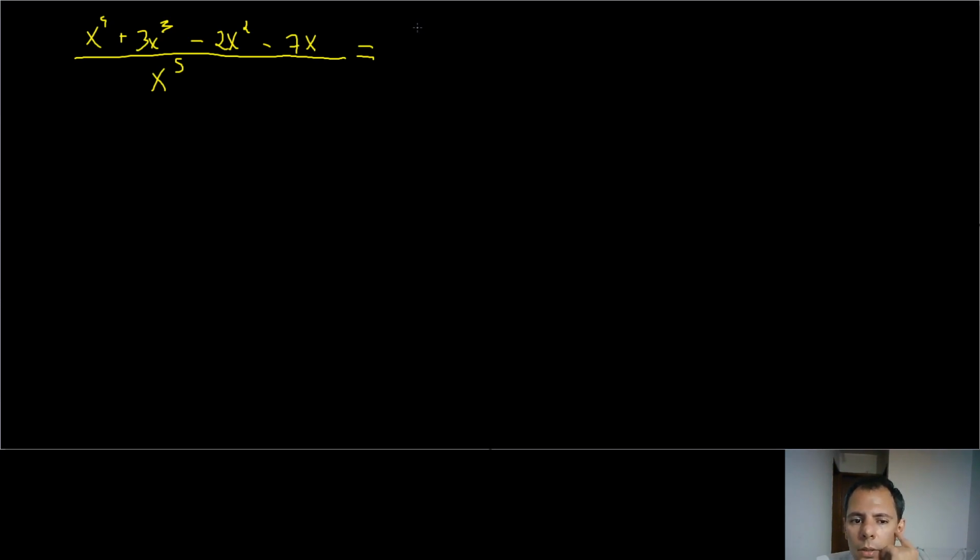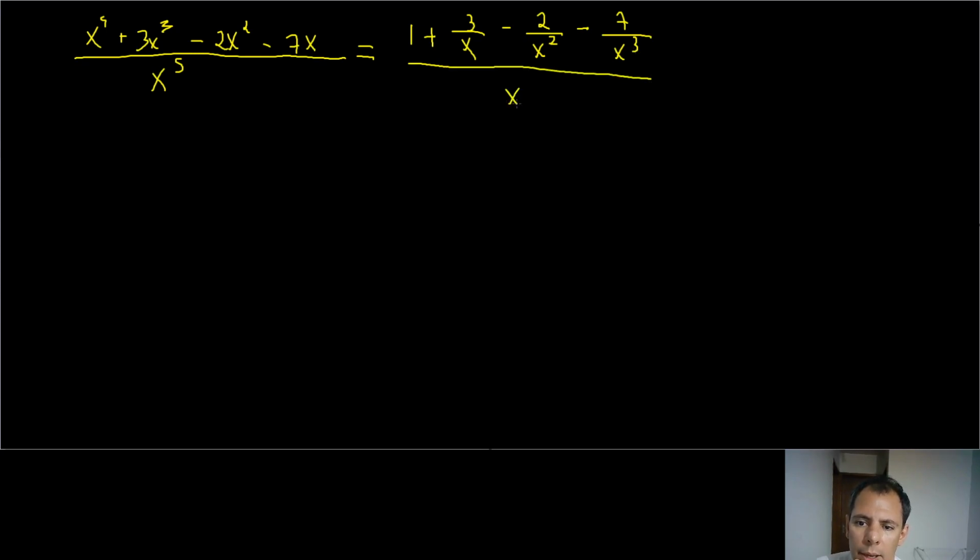Oh well, yeah, you can divide it by x divided by 5, but I don't know. Maybe x divided by 4. So if you divide everything by x to the 4th, you're going to have 1 plus 3 over x, minus 2 over x squared, minus 7 over x cubed, all this divided by x.